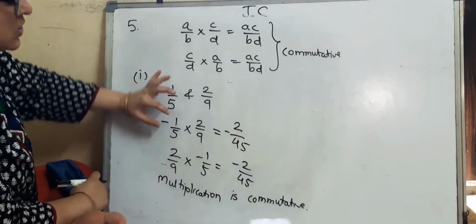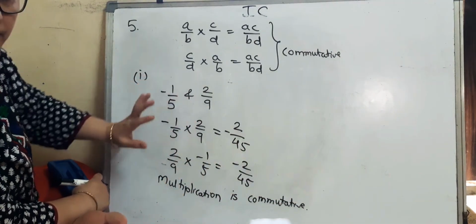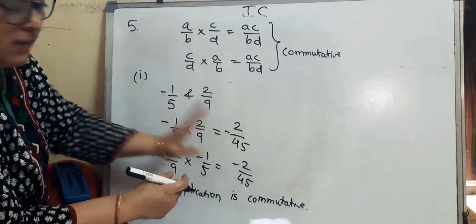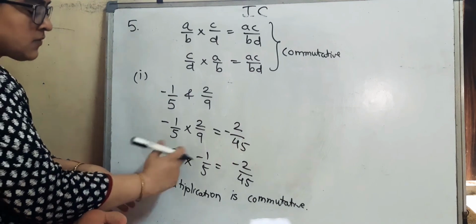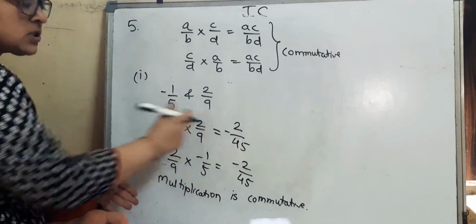So you have to multiply the first number and the second number, then 2 upon minus 45, right? Now reverse the order: write the second number first and then the first number. Reverse this. This is the commutative property.